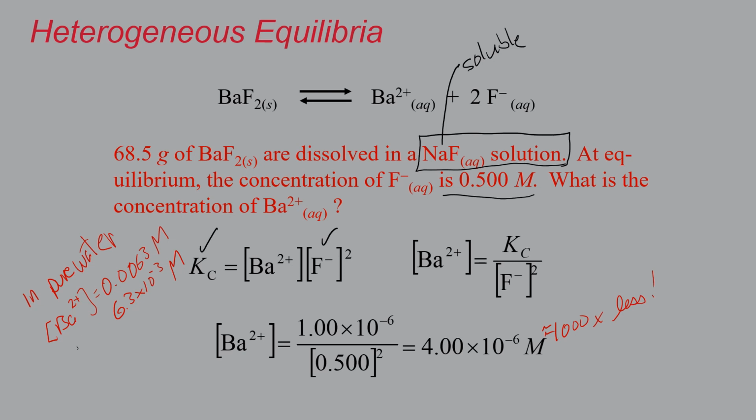So what this means is that the presence of fluoride from the sodium fluoride reduced greatly, by about a factor of 1,000, the amount of barium fluoride that could dissolve relative to pure water. And this is called the common ion effect. Fluoride is common to both the barium fluoride and the sodium fluoride, and will be the subject of a section in a later chapter, so just be aware of that. But so the sodium fluoride made a difference, and it reduced the solubility of the barium fluoride.